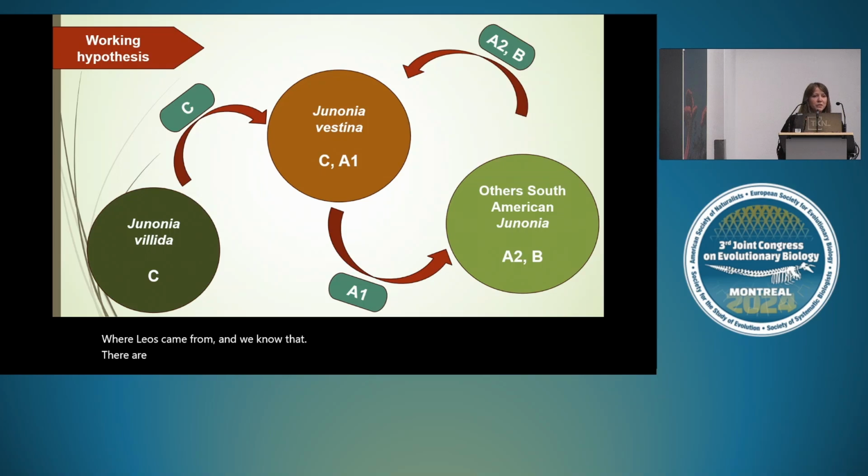in South American populations, species which have haplotype A1, and we think that Junonia vestina transferred haplotype C to this species, and they in turn transferred haplotype B and A2 to Junonia vestina, of course, by hybridization.